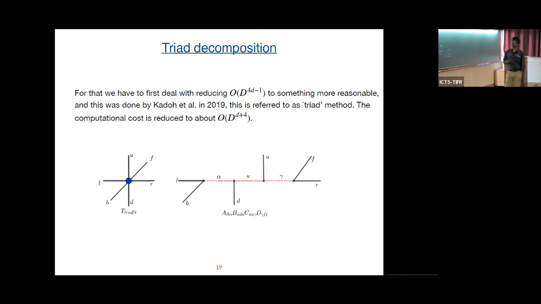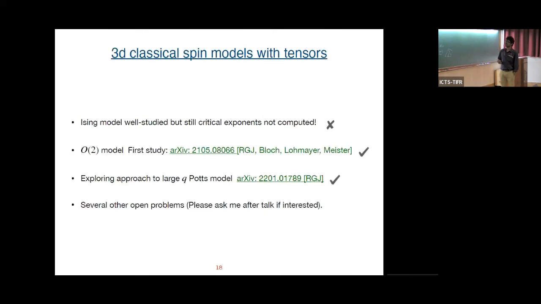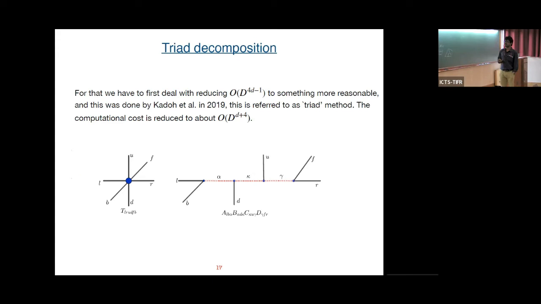So there's this decomposition of this tensor diagram into this diagram, and this T here is equivalent to this product of A, B, C, D, and the dashed red lines are the internal indices which are summed over. Once we deal with this triad approximation, some of the problems become easier. I applied that to study the O(2) model with some collaborators, then applied it to study the large Q Potts model, and there are many other problems which probably can be accessed by this technology. It is not as accurate as the other methods, but it's a trade-off you make for accuracy in higher dimensions.